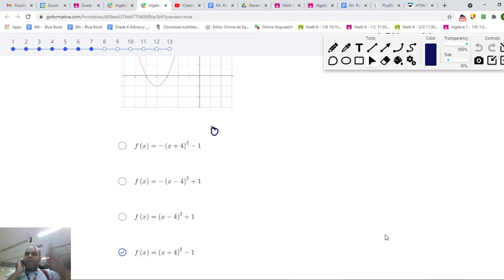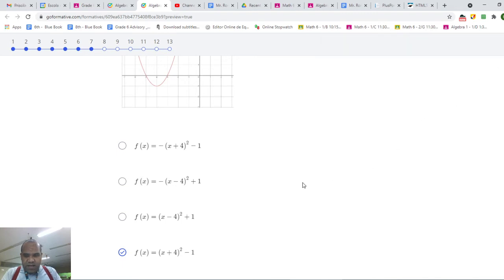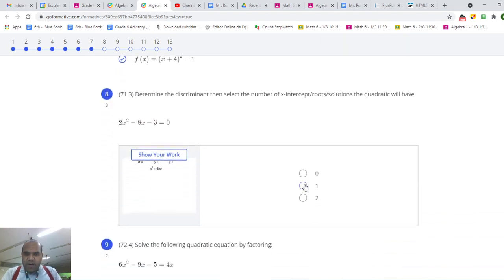This opens up, so it must be positive. I don't want a negative before the x squared. Where's the x squared? Here, before this x. I don't want this negative because it opens up. Great. I know the opposite of negative 4 is positive 4, and negative 1 is outside the parentheses, as we know already. We finished this. Let's go ahead.